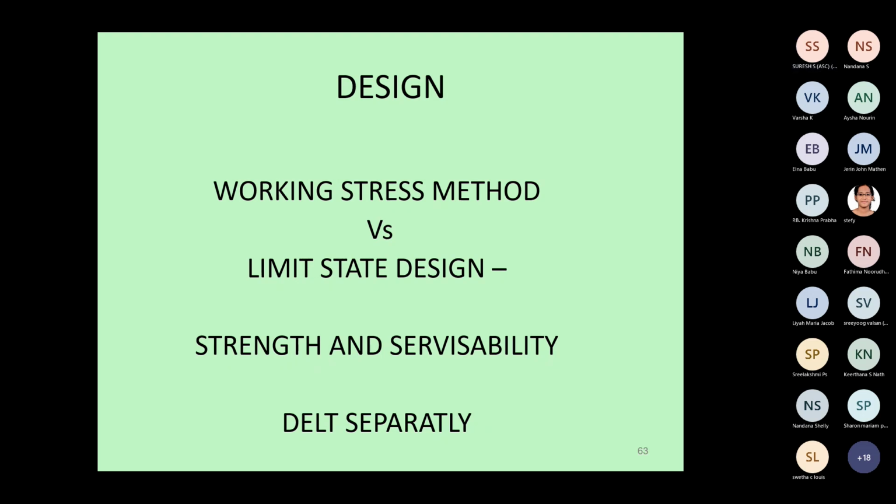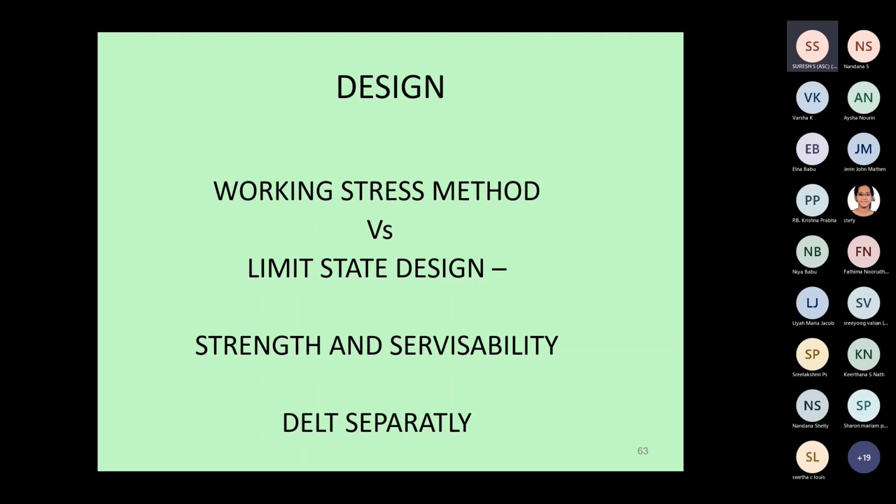Now we apply a factor of safety on the 500 Newton per mm square and get the allowable stress on the reinforcement bar, or working stress on the reinforcement bar, and the calculated tension, compression or bending, whatever, is limited to the working stress or allowable stress. That method is called working stress design.